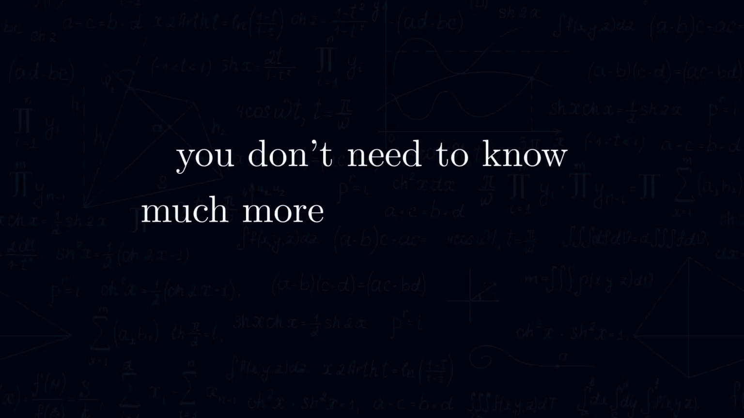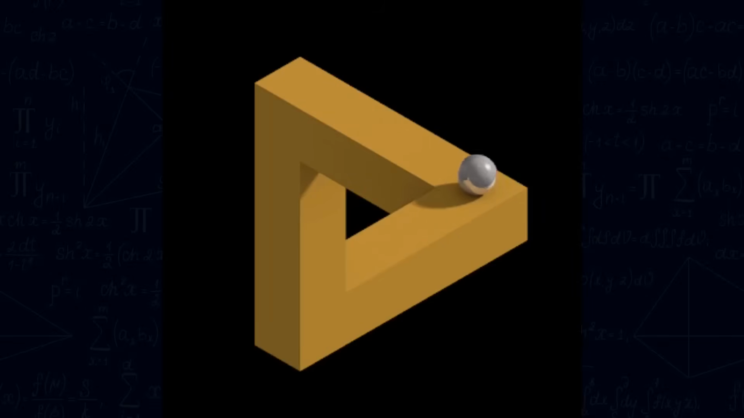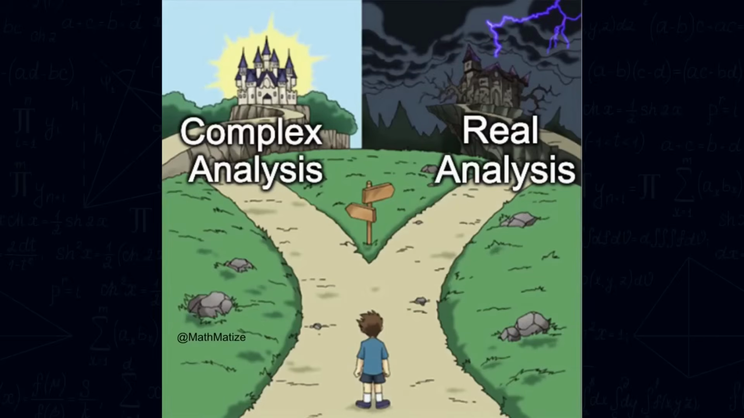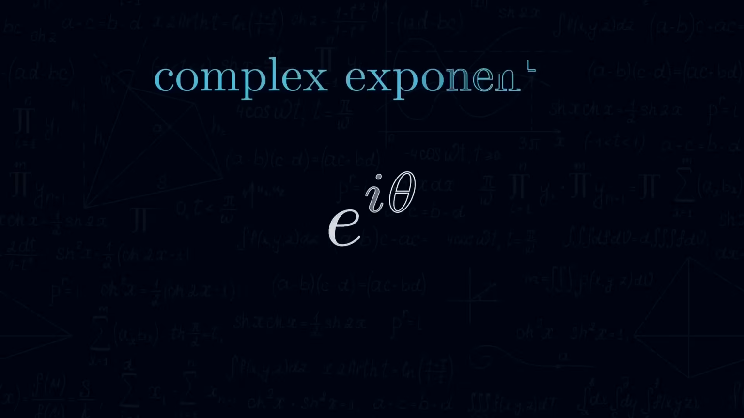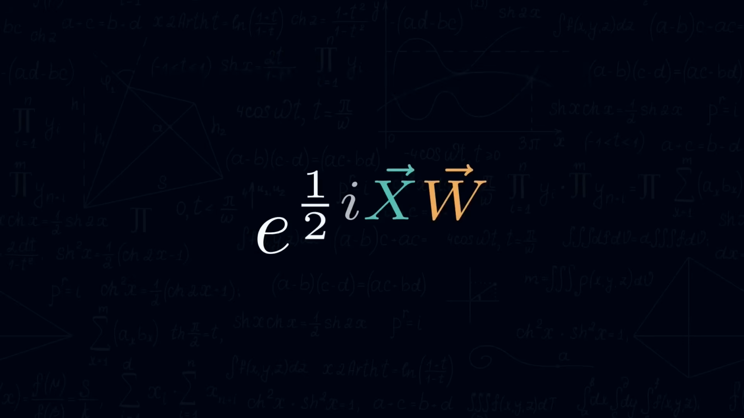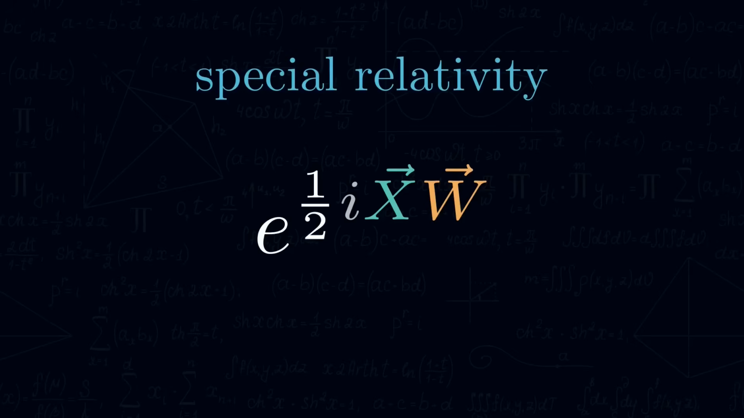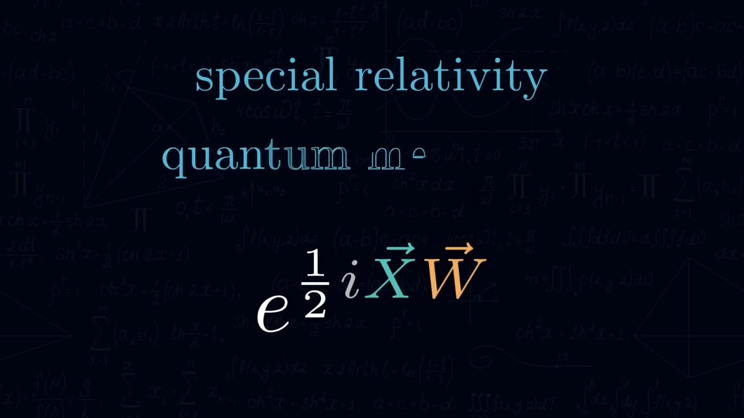You don't need to know much more than some basic concepts about geometry, and a little complex analysis, like knowing what a complex exponential is. You know, e raised to the power of some imaginary quantity. That's it. With this one simple tool, and by giving the exponent a specific structure, we'll see how much easier it becomes to grasp some of the most difficult concepts, not just in special relativity, but also in quantum mechanics.